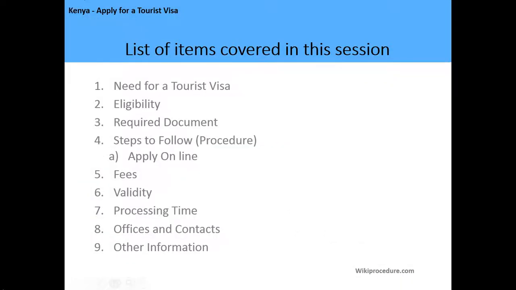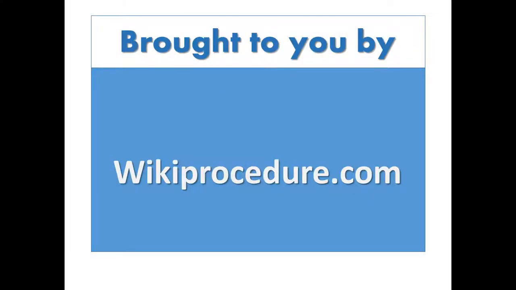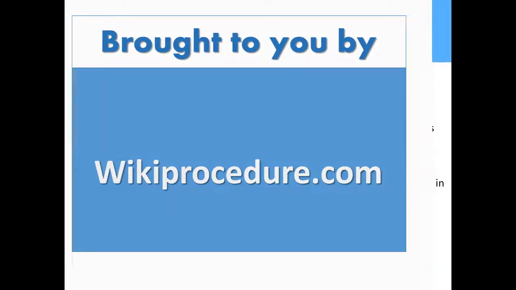The list of items which we're going to cover in this session include the need for the tourist visa, the eligibility criteria, the required documents, steps to follow in making the applications, the fees, validity period, processing time, office location and contact information, and any other relevant information on how to make the application for the tourist visa. So welcome to our presentation today, which is brought to you by wikiprocedure.com.